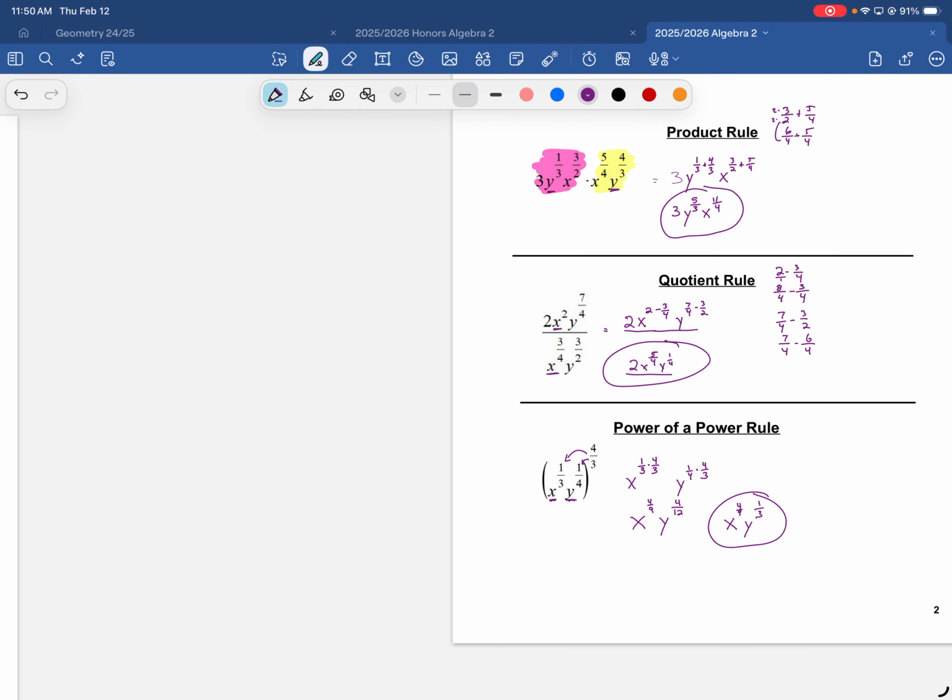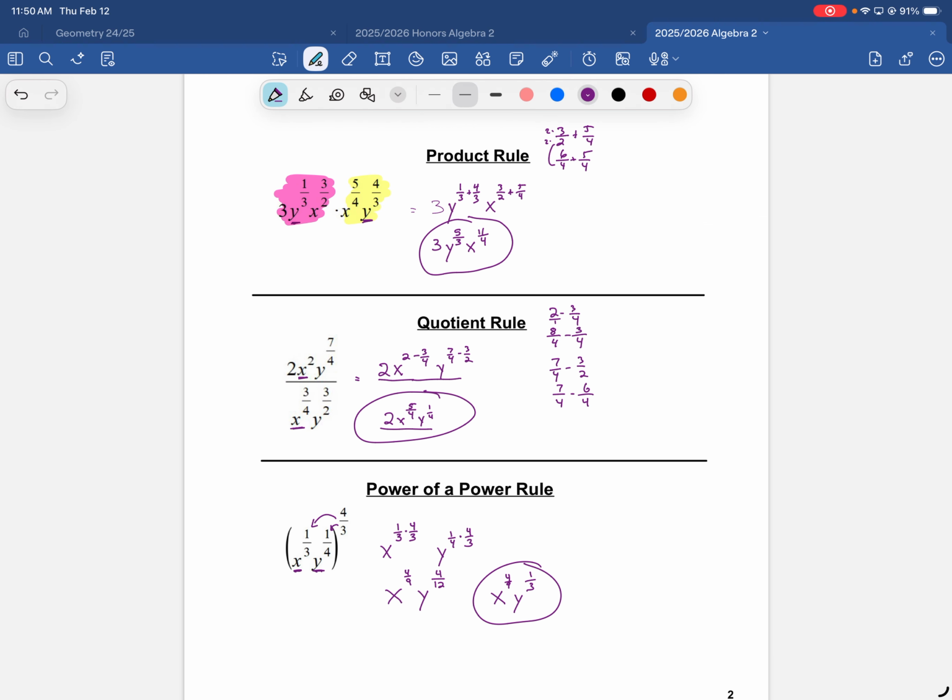Okay, to kind of recap this page real quick. Product rule. What do we do with the exponents? Everybody, what do we do with exponents? Multiply, we add. Divide, we subtract. When we go to a power, we distribute, and then what do we do with the exponents? What do we do?